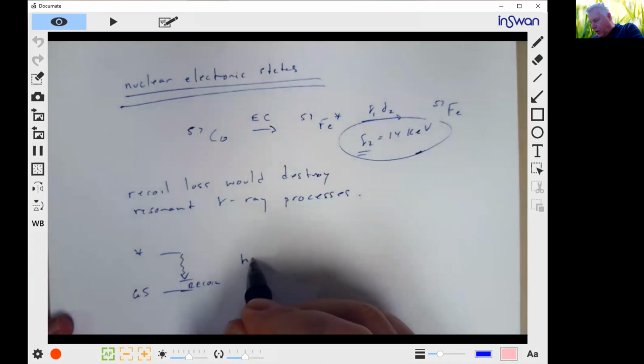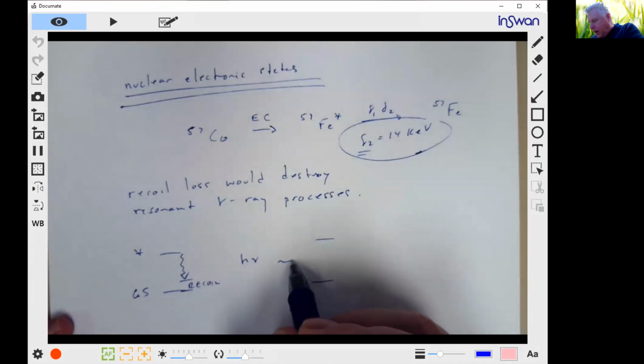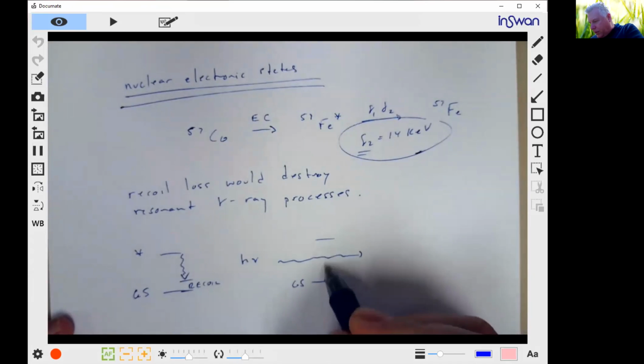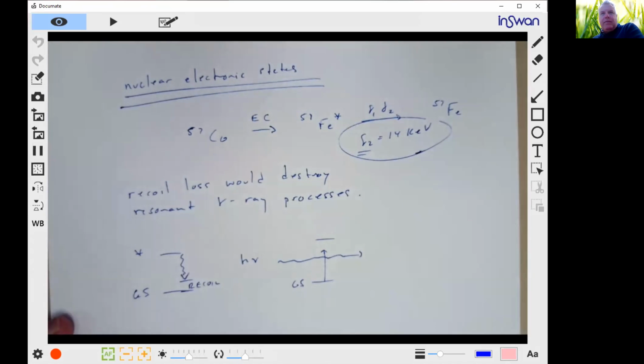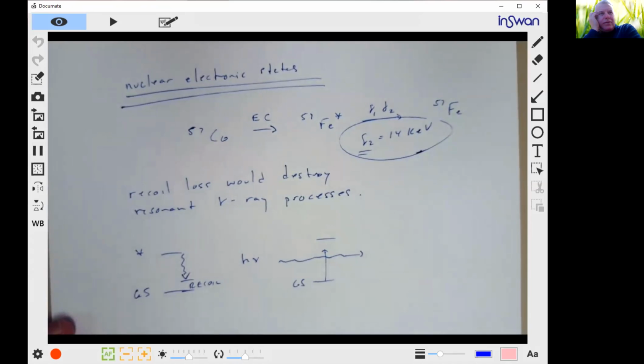And so now this photon, if it hits another iron 57 in the ground state, it does not have enough energy to promote that state, and so it just passes right through. That's weird, isn't it? That light, if it can't interact with stuff, it just ignores it. And there's weird exceptions to that, like Raman scattering, you know? But mostly this is the rule.